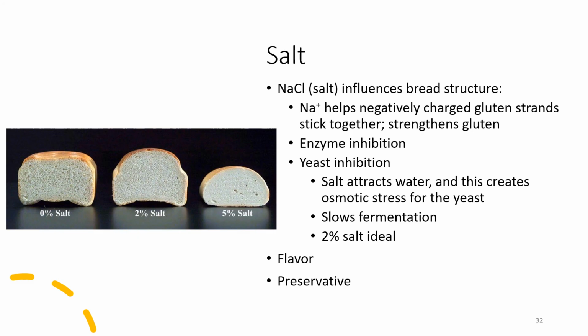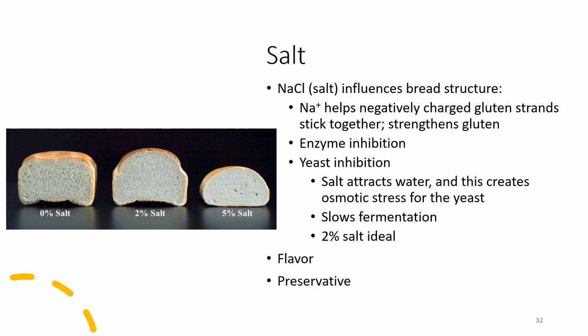But then you also have 5% salt, which is just too much salt. Not only will the bread taste too salty in a lot of cases, but the gluten structure will get so strong from adding so much salt that it'll actually become too tight and dense. So 5% is too much, 2% is good, and 0% is too little and not recommended.